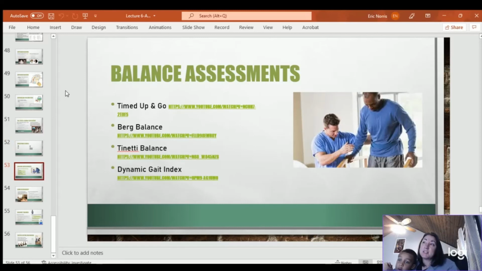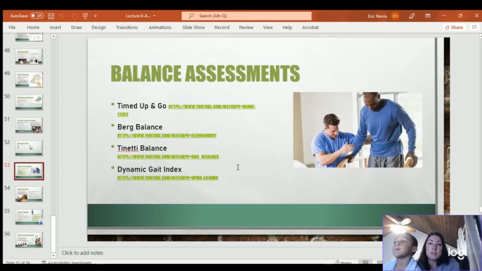Balance assessments. So some of the assessments we use to determine if somebody is at a fall risk is the timed up and go, the Berg balance scale, the Tinetti balance scale, and the dynamic gait index called DGI. And I have a video for each I can put on the play pause it so you can watch them if you want to.